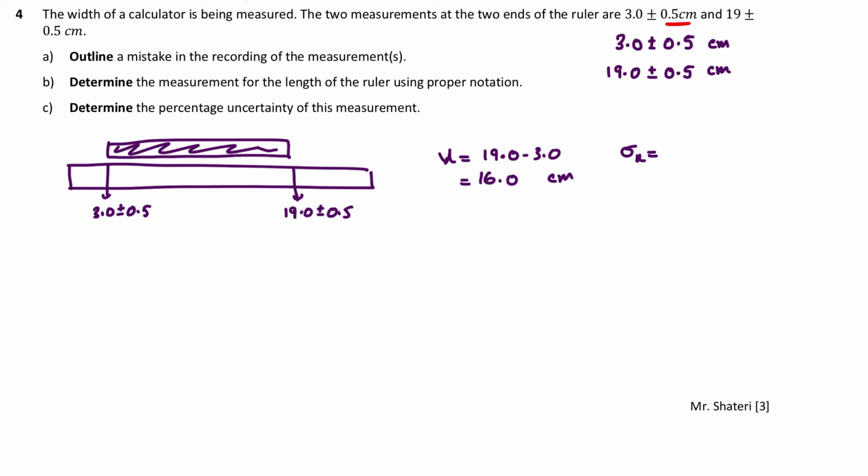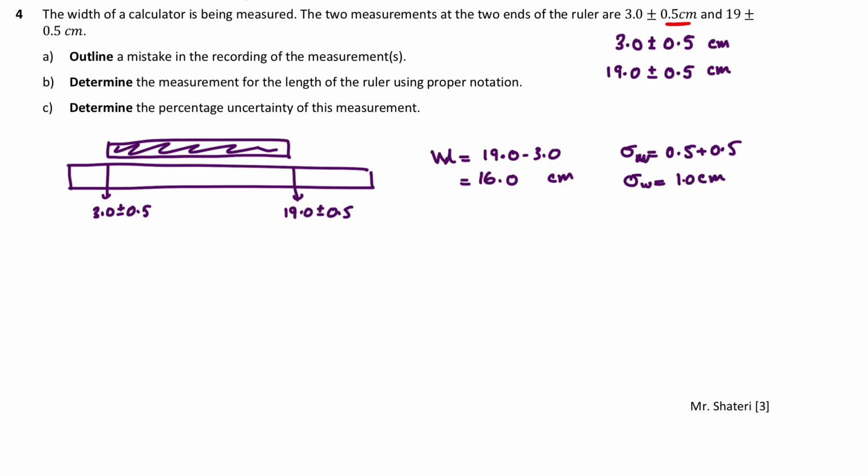Okay, I'm just going to change this to W and this to W. The uncertainty of the width will be the addition of the uncertainty of the two values. So it's going to be 0.5 plus 0.5 because the uncertainty of this one is 0.5 and the uncertainty of this one is 0.5, giving me a total of 1 centimeter. And I'm going to write it as 1.0 here.